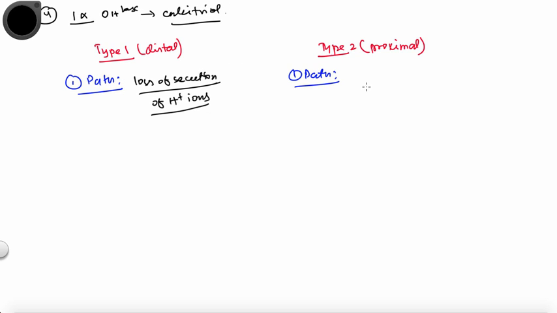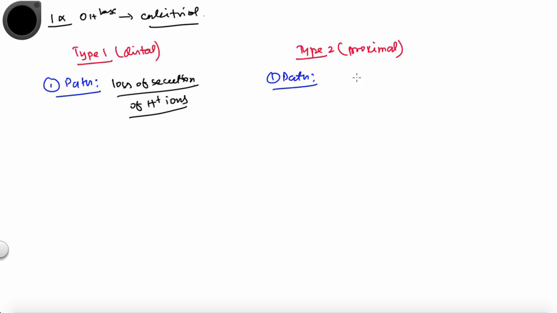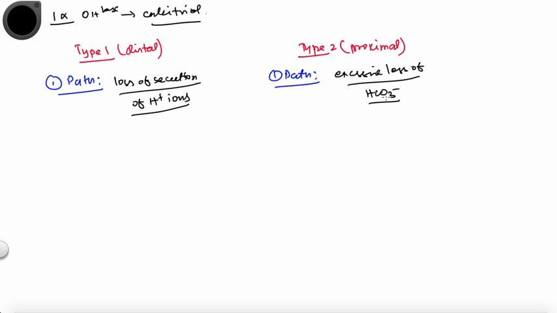And the basic pathophysiology behind type 2 or proximal RTA is nothing but excessive loss of bicarbonate in the urine. As you all know, the proximal tubule is the one that reclaims almost all of the bicarbonate, like most of the bicarbonate in the urine coming from the glomerular filtrate. And so excessive loss of bicarbonate, a pure loss of bicarbonate, is going to give rise to metabolic acidosis.